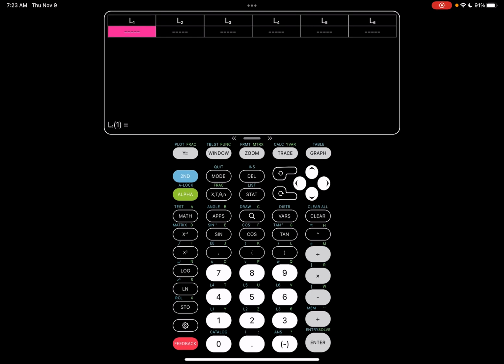All right, so I can enter in all of my dot values now. So I have 16, 23, 24, 27, 29, 2 30s, and then 6 31s.